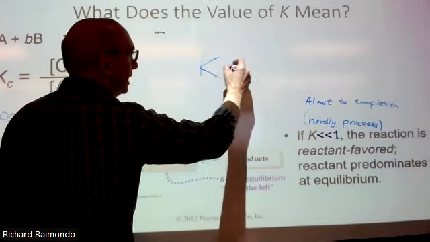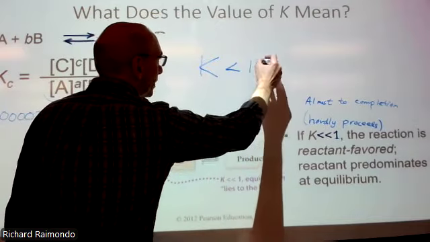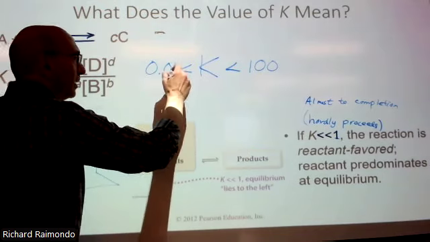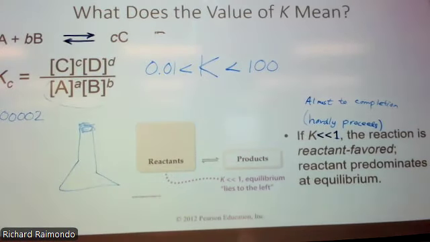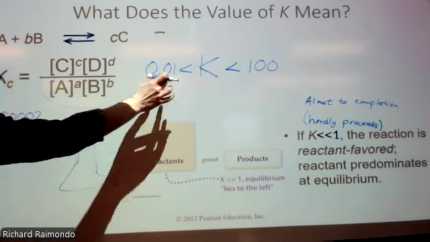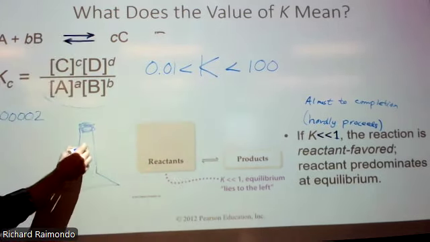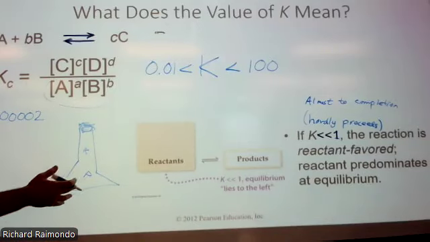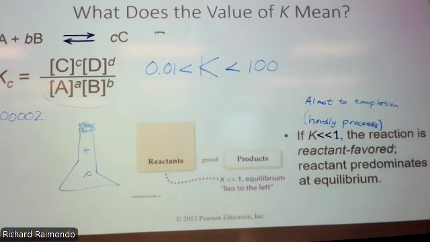If you have a K that is between 100 and 1/100th, at that point you're seeing reactants and products, right? So if I look in my flask and I have a K that's in here somewhere, I will observe reactants, and I will observe products. They're in there, not necessarily in equal amounts, but in measurable amounts.